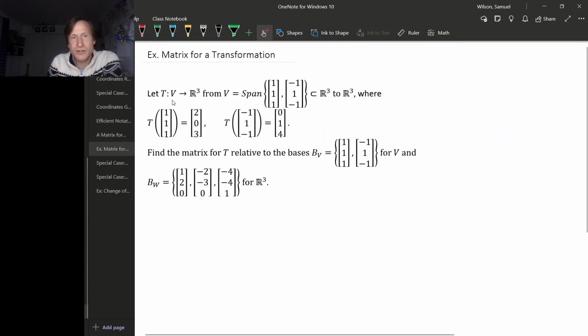All right, so here's a linear transformation from V to R3, and V is the span of these two vectors. These two vectors are clearly linearly independent because they are not multiples of each other, right? Two vectors that aren't multiples of each other are linearly independent. And T is defined on this basis, so this defines a linear transformation on all of V. So let's find the matrix for T relative to this basis that we have for V and relative to the basis for R3 that is these three vectors, 1, 2, 0, minus 2, 3, 0, and minus 4, 1.